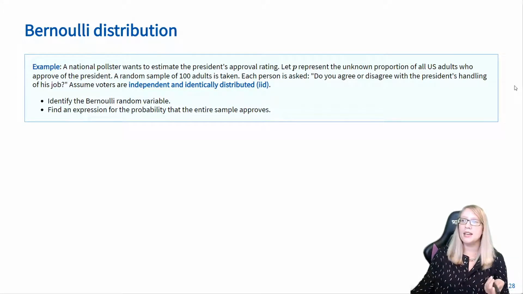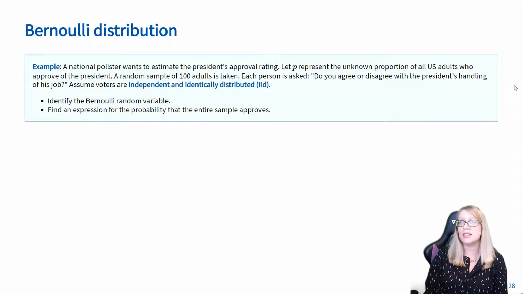So suppose that a national pollster wants to estimate the president's approval rating. We'll let p represent the unknown proportion of all U.S. adults who approve of the president. Suppose a random sample of 100 adults is taken. Each person in the sample will be asked the following question: do you agree or disagree with the president's handling of his job? We'll assume that the voters are independent and identically distributed, or IID, meaning that no voter is influencing another, and they all have the same baseline probability of approval.